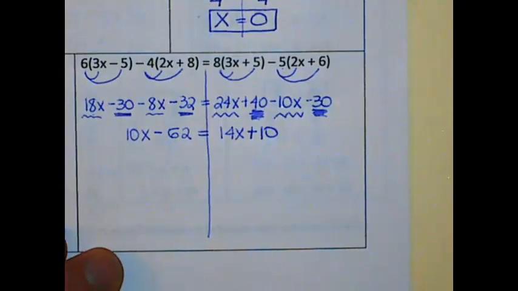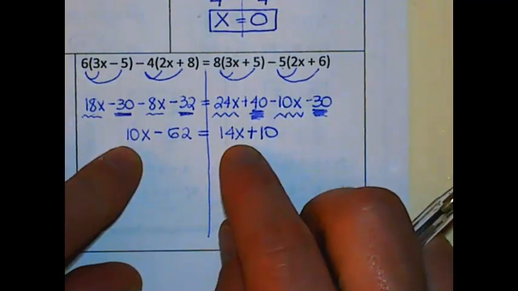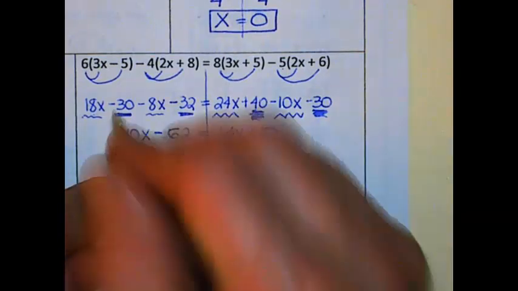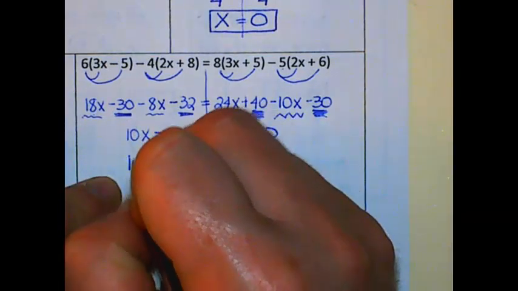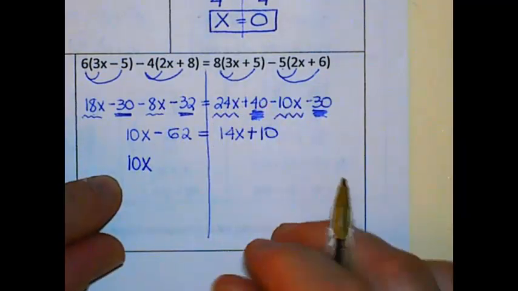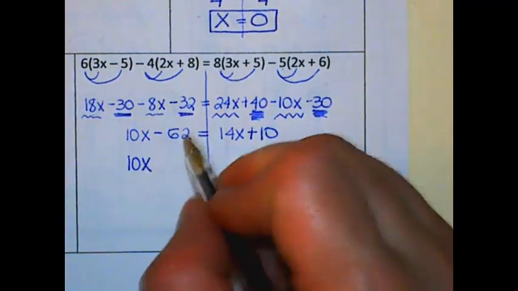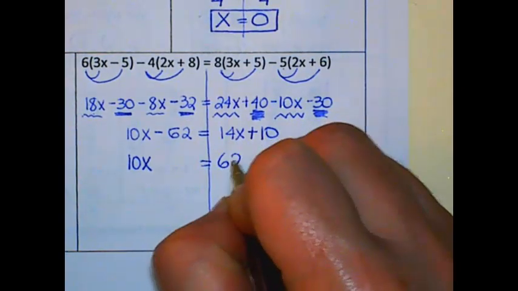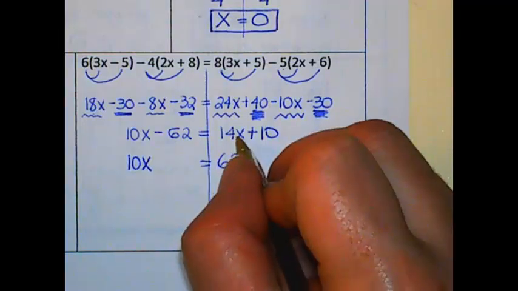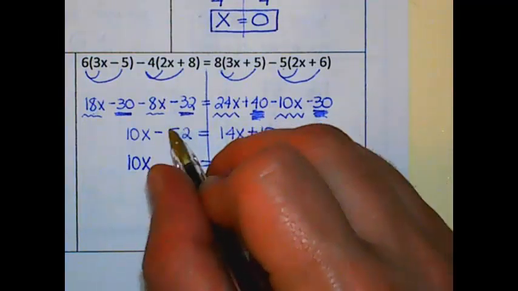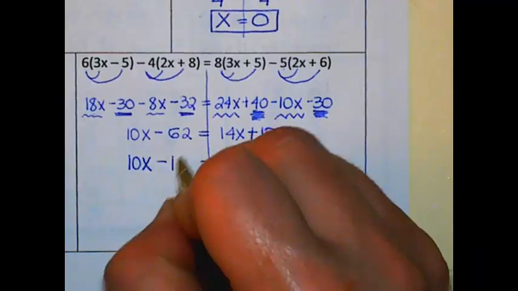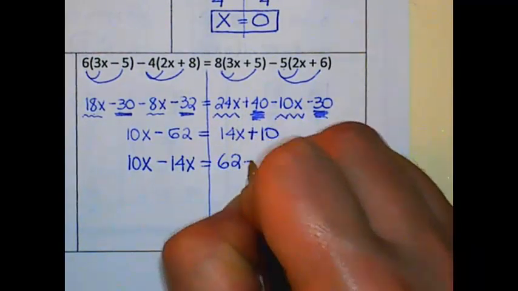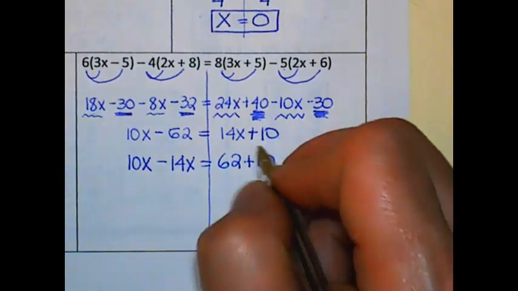Alright, at this stage, now you're ready to put the numbers with letters on the left, numbers without letters on the right. So this guy, 10x, will stay because it has a letter. The negative 62 needs to go because it does not have a letter, so it goes to the other side, becomes positive 62. The 14x needs to go to the other side, so it becomes negative 14x. And the 10 is on the right side, so we're going to put positive 10.